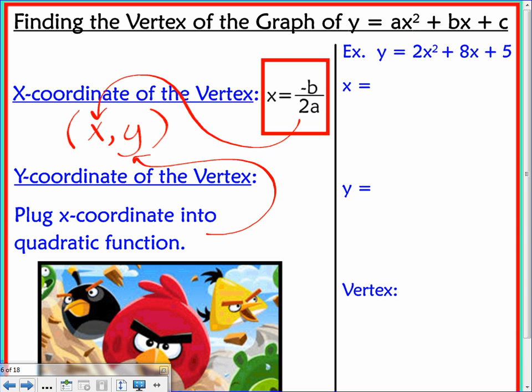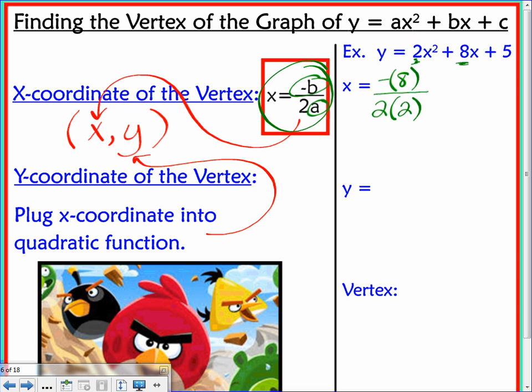All right, so let's take a look at how all this works together. In the example, y equals 2x squared plus 8x plus 5. First thing, let's look at this formula right here. x equals negative, my b value is 8, divided by 2 times my a value, which is 2. So I've just plugged in so far. I plugged in my b and I plugged in that a, and we're going to clean it up.